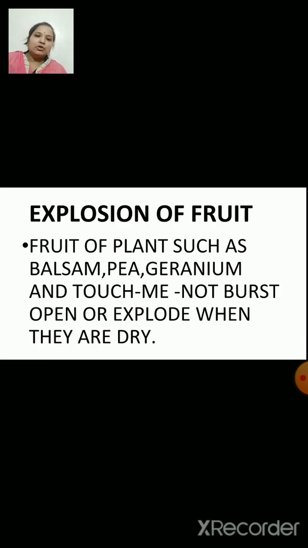So, today we studied about germination of seed, about the dispersal of seed, that is scattering away of seed from the parent plant, about modes of dispersal, agents of dispersal, and how the dispersion of fruit seeds takes place in different ways. We are going to end this session here.